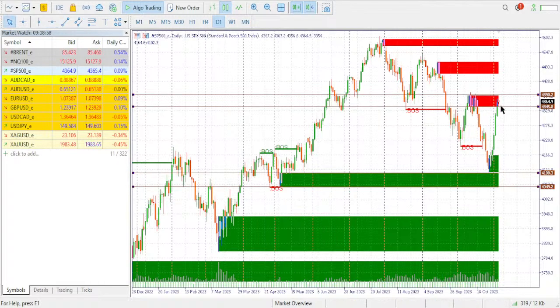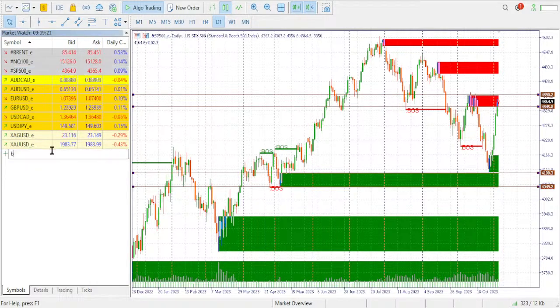If we don't sell it here, we can wait and sell it somewhere here. If we don't sell it there, we can wait and sell it at the line at the top. Or we may wait and look for a buy here, or we may also wait and look for a buy here, or this zone here. So that's my opinion on that chart.